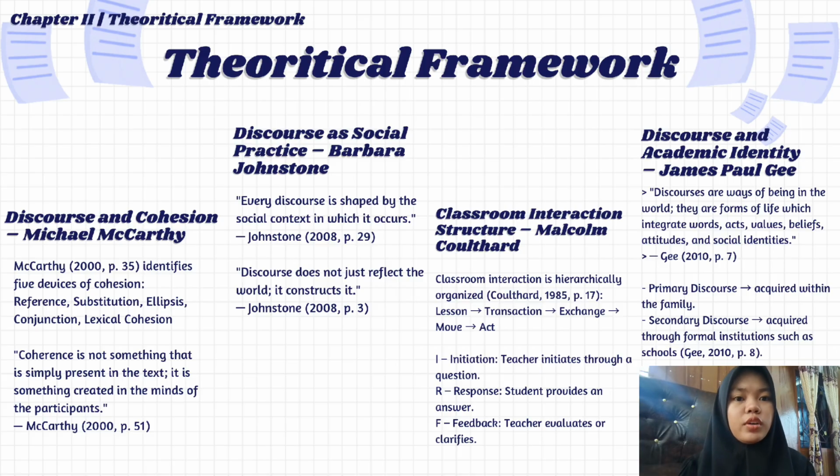In this section, we use four main perspectives to understand discourse, namely from McCarthy, Johnstone, Coulthard, and Gee. First, according to McCarthy, discourse is closely related to cohesion and coherence. Cohesion refers to how parts of a text are connected, such as through conjunctions, reference, and repetition. Meanwhile, coherence is about how meaning is understood by the reader or listener. So, a text can be grammatically correct but still unclear if it lacks proper context or meaning.